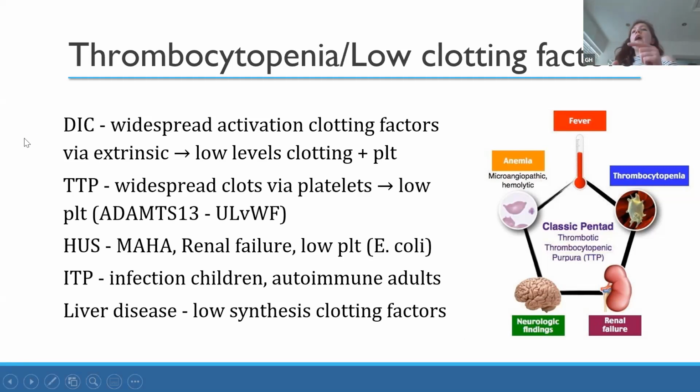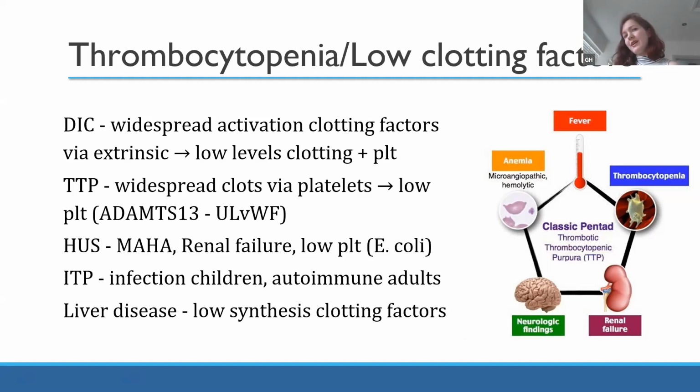DIC is a pro-bleeding state again, because what happens is that you get widespread activation of the clotting factors by the extrinsic pathway, but that's not important. You get widespread activation of the clotting factors, so you then have a low level of clotting factors available for actually making clots when you need them. They might have low platelets as well. They don't always have low platelets, but because they've got low levels of clotting factors and they're not able to make clots, it's a bleeding problem, essentially. It's kind of how I like to view it.